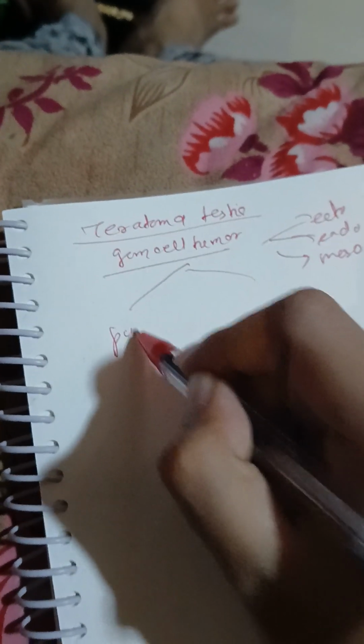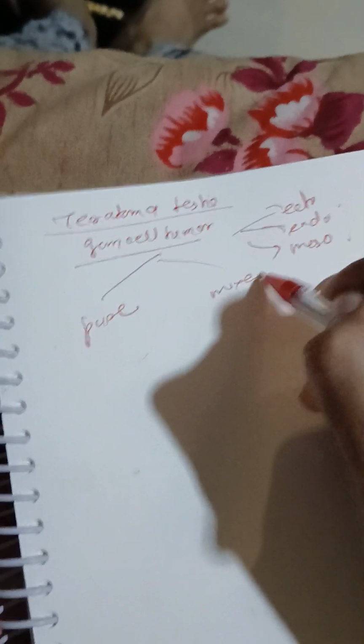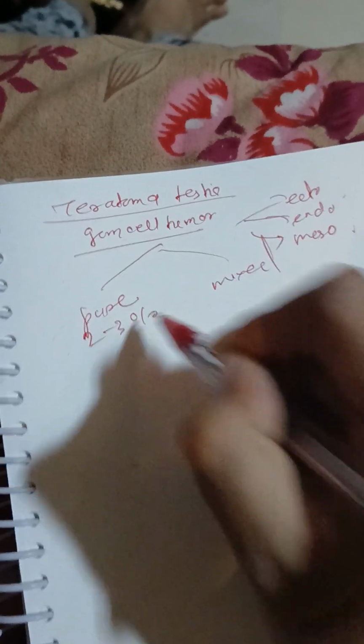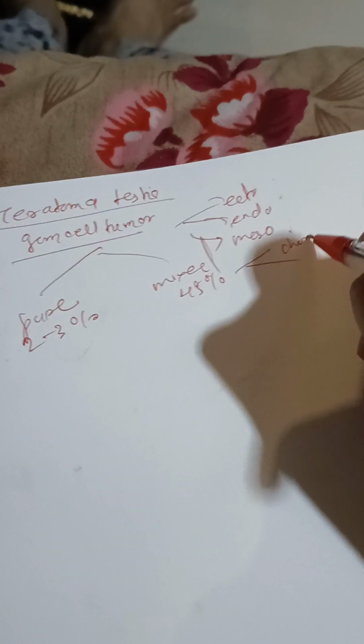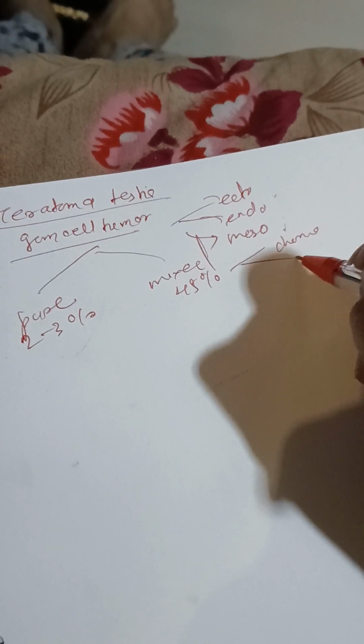Teratoma testis is basically a germ cell tumor. Why is it called a germ cell tumor? Because it is derived from any of the three germ cell layers: ecto, endo, meso. It is classified into pure germ cell tumor or mixed germ cell tumor. Pure occurs in 2 to 3%. Mixed occurs in almost 45%, mixed with choriocarcinoma or with embryonal carcinoma.